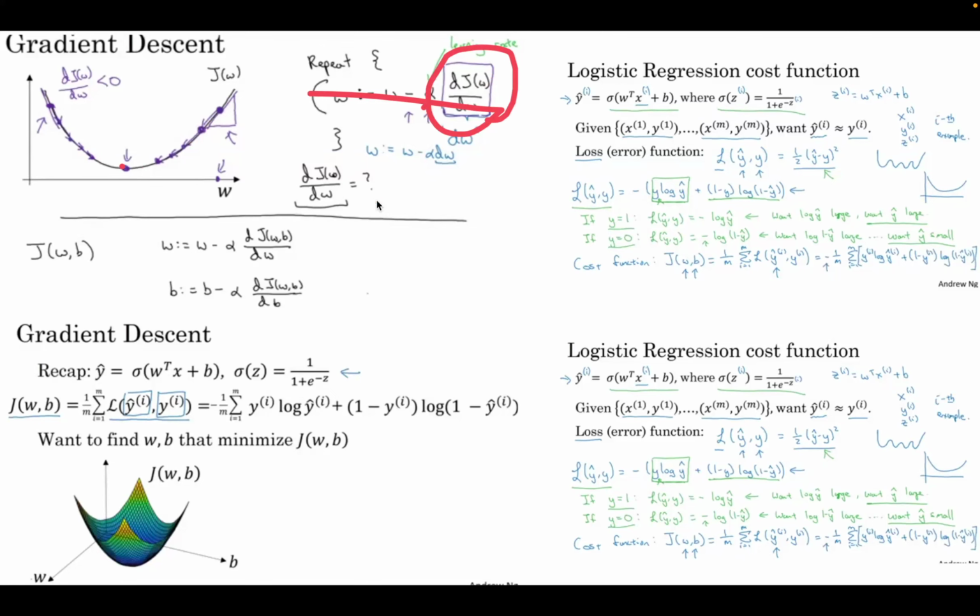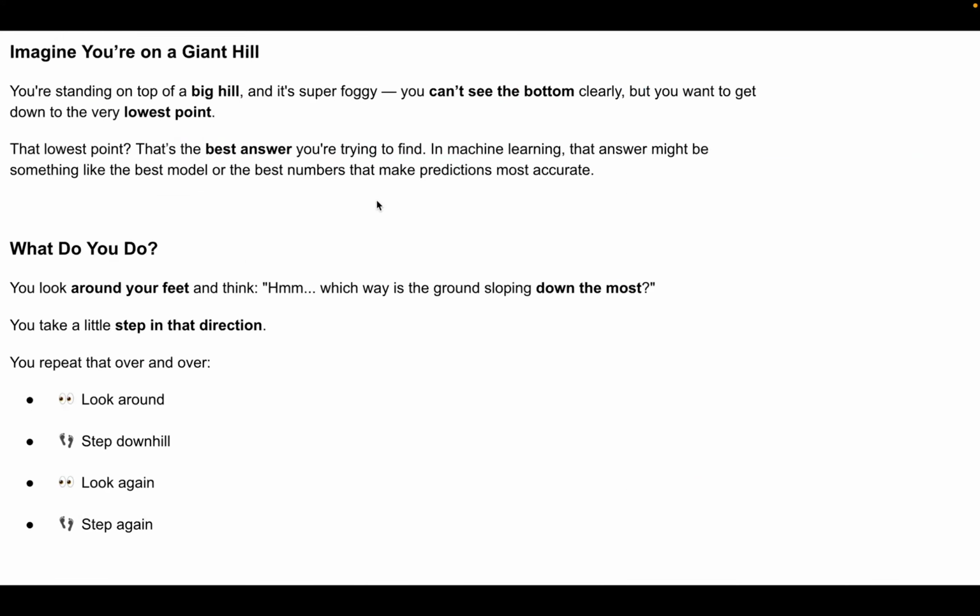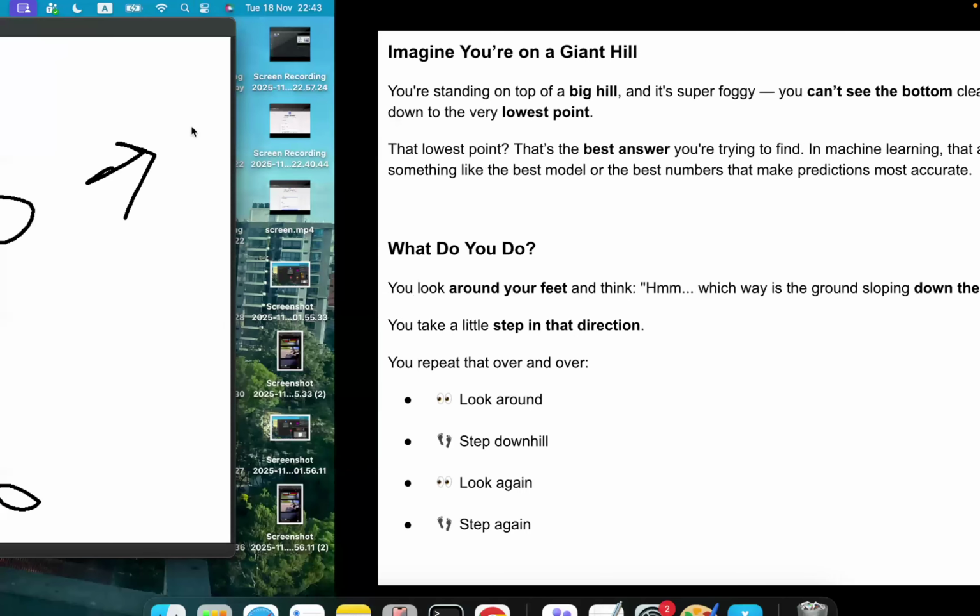Now let me explain it again. I'm explaining it as if you're a kid, so I need you guys to assume you're a kid. Imagine you're standing on top of a big hill and it's so foggy that you're not seeing well. You can't see the bottom clearly, but you want to get to the bottom, the lowest point.